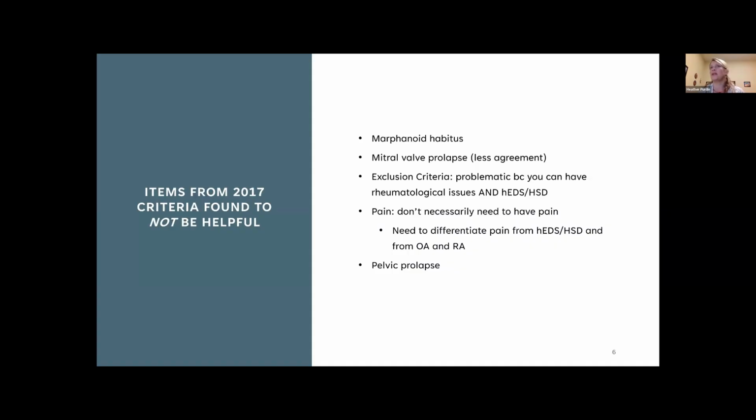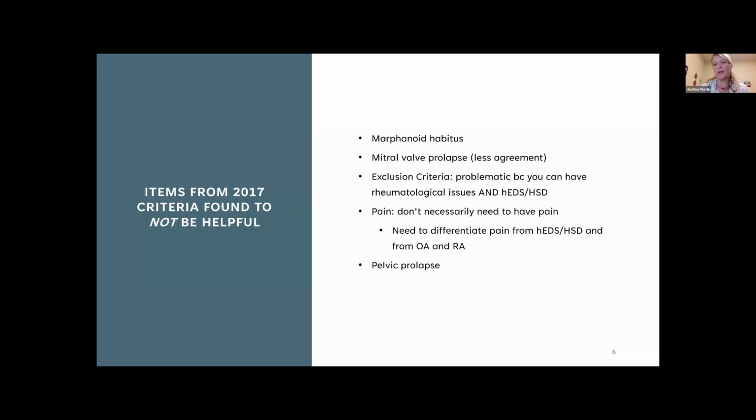And then pain was another one that was debatable because plenty of people have lots of pain from osteoarthritis or rheumatoid arthritis. And how do we differentiate the pain that someone with hypermobile Ehlers-Danlos syndrome or hypermobile spectrum disorder has from someone with osteoarthritis or rheumatoid arthritis? And so they weren't really feeling like that was a criteria that was super different and stand out from other conditions. So I'm not sure what they're going to end up doing with that criteria.